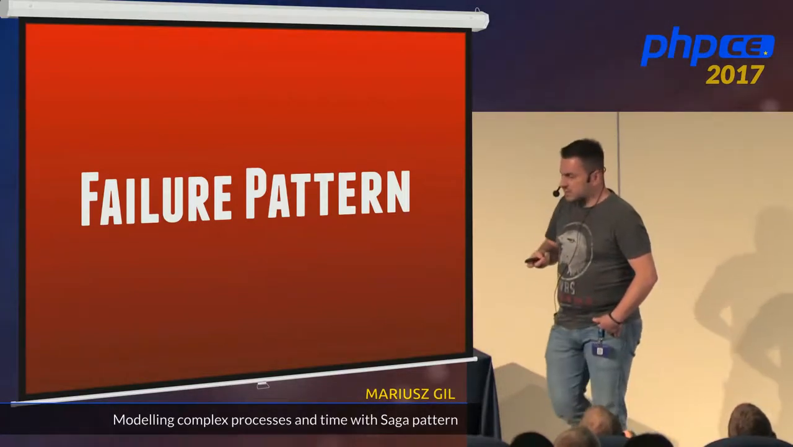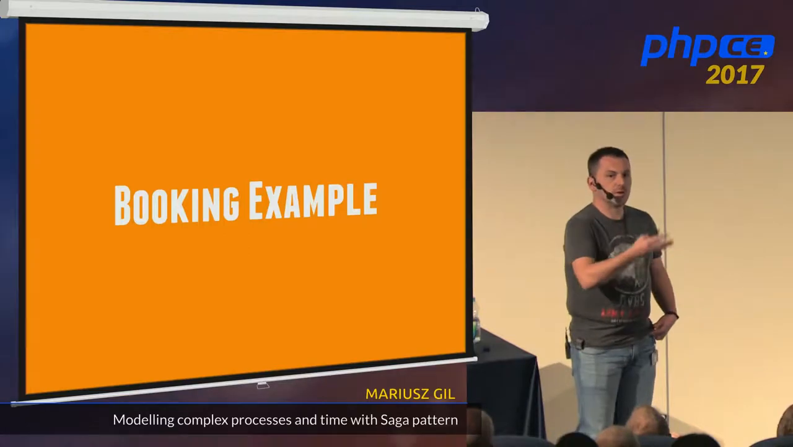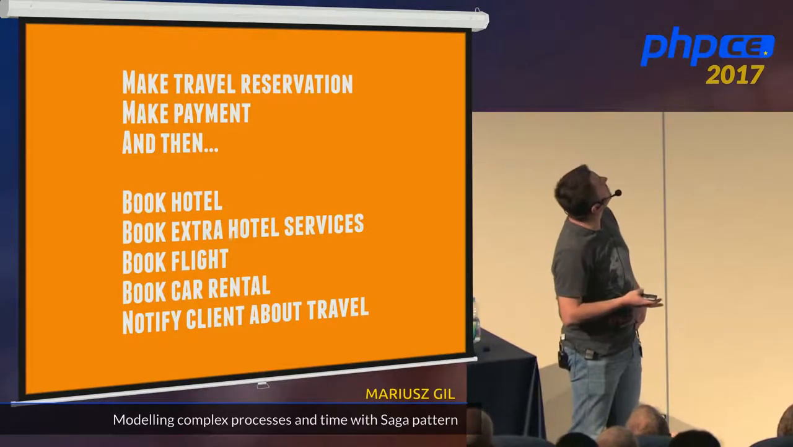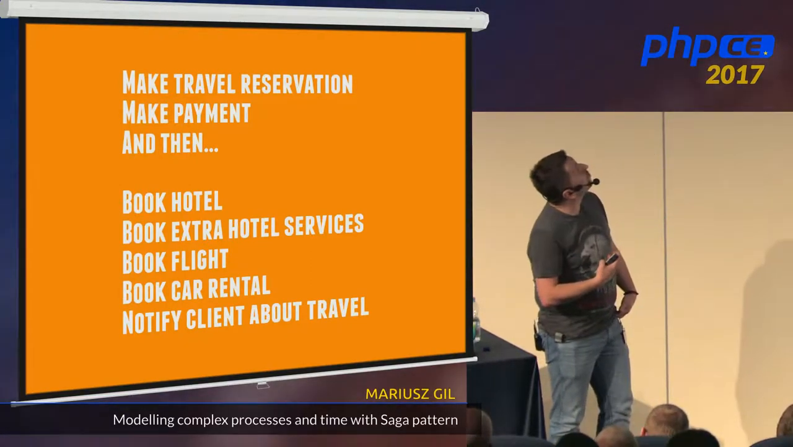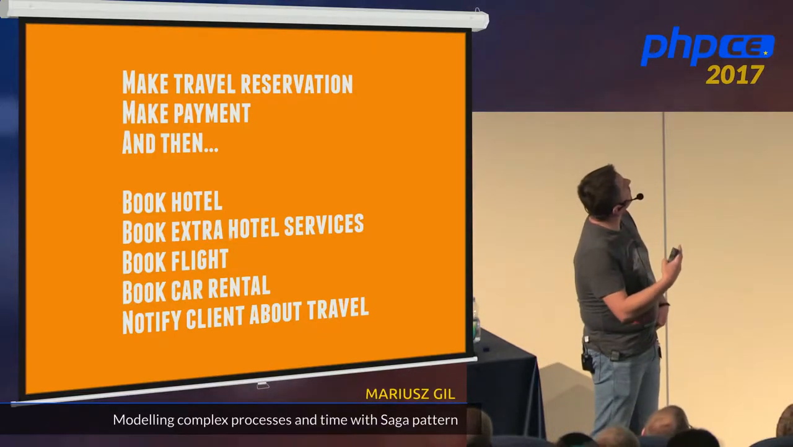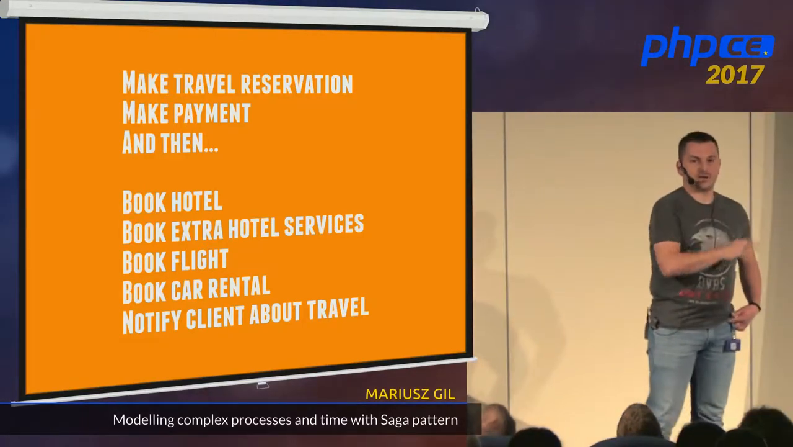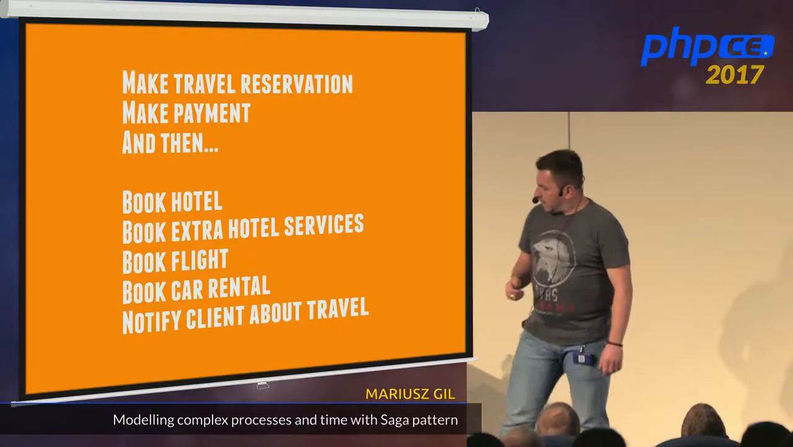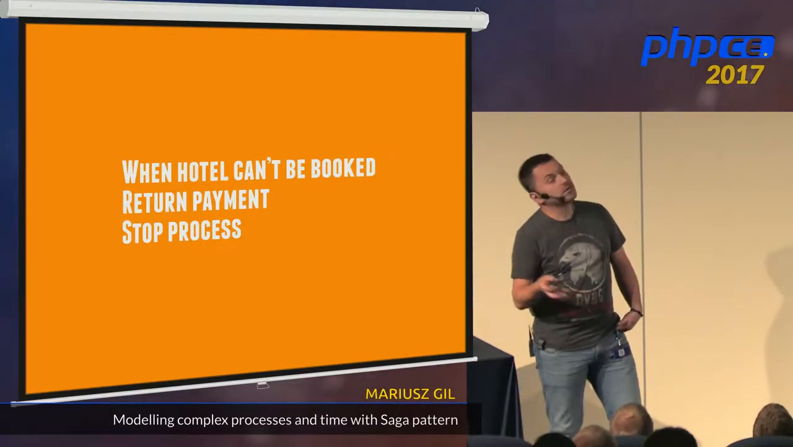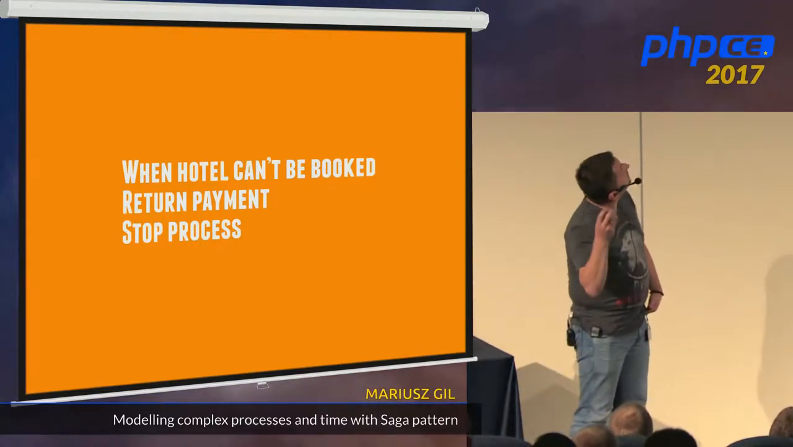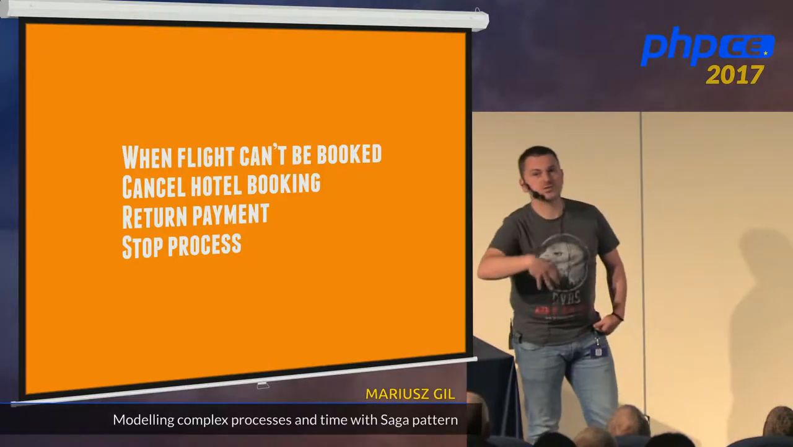And so, the first example is a booking example. Your user makes a reservation, your user pays for this reservation, and then once you've got confirmation that a payment was collected, you can book a hotel, book extra hotel services, book a flight and a rental car, and finally notify the user that everything was fine and they can go on holiday. But if the hotel can't be booked, we need to return the payment, notify the user and stop the process, of course. If the flight can't be booked but we booked a hotel, we need to cancel the hotel booking, return the payment, and so on.